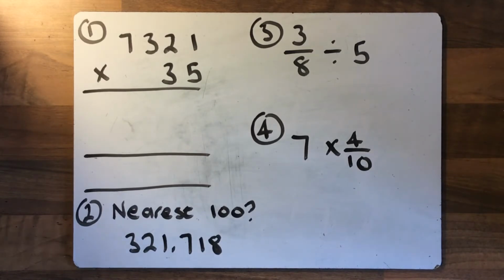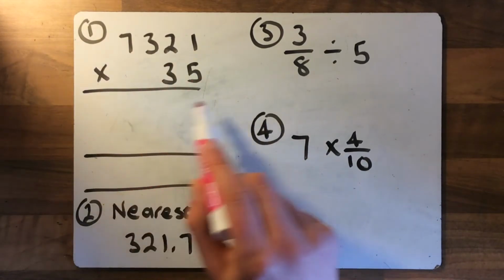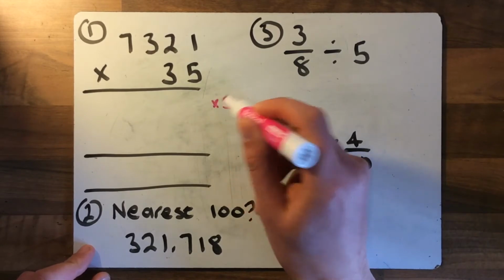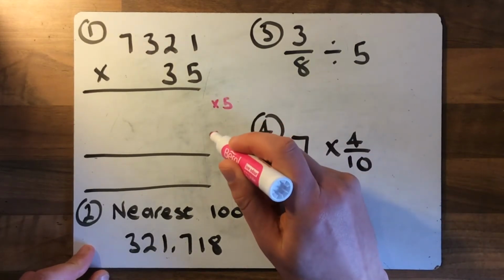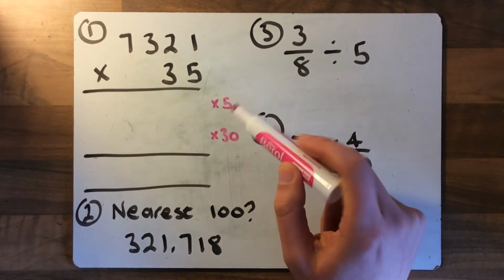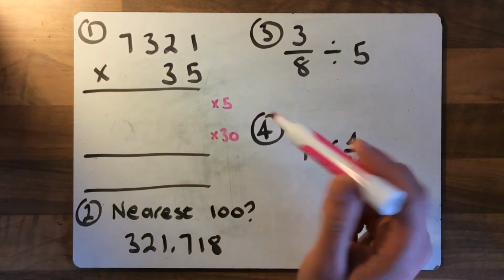Right, so let's have a look at number 1. 7,321 times 35. So on this first row, what we'll do is we'll times it by 5. And the second row, we'll times it by 30. We've partitioned 35, haven't we, into 30 and 5. And then we will add these two numbers up and we will get our answer.